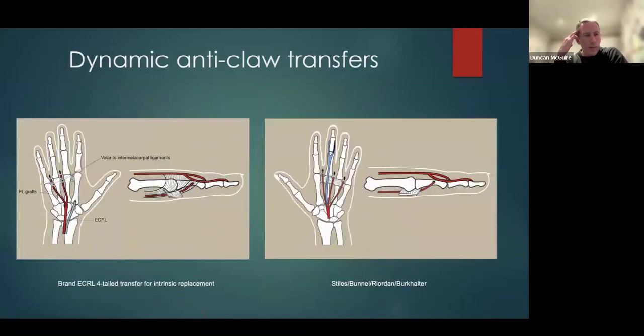So when you have a negative Bouvier test, then you need to actually change your approach, and just putting a flexion moment at the MCP joint won't be enough. You actually have to do an intrinsic replacement. So that's what it means by dynamic: you're replacing the intrinsics. Remember, the intrinsics flex the MCP joints and they extend the IP joints. So that's the intrinsic position there.